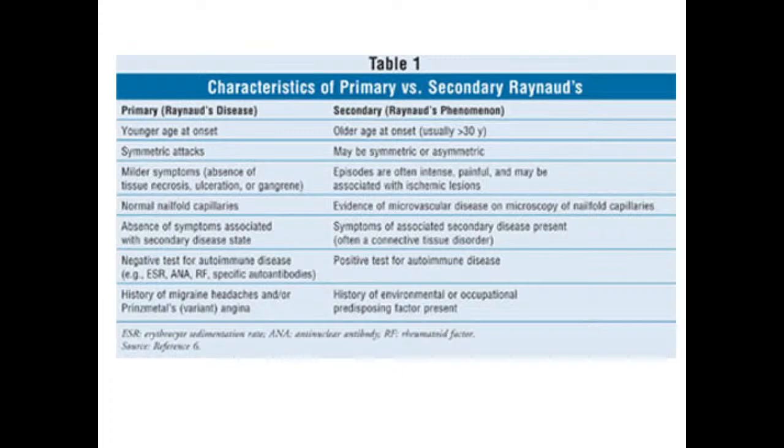For example, asymmetric Raynaud's or Raynaud's with any critical distal ischemia, nail ulcers, or ischemic damage to the finger should not be labeled as primary Raynaud's. It needs further evaluation for connective tissue disorders and other secondary causes for management. Okay, so one of the prime importance is to distinguish primary Raynaud's from secondary Raynaud's.